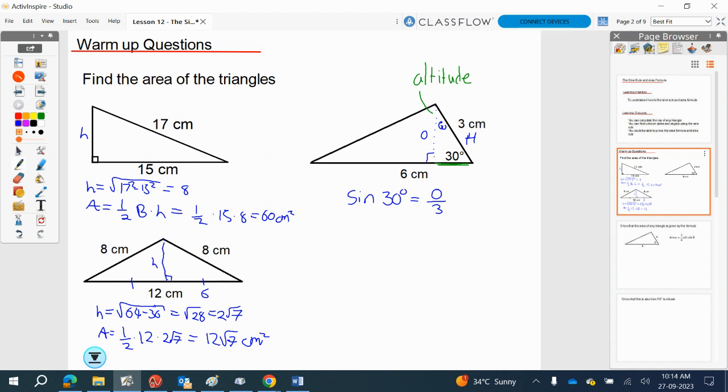What is the sine of 30? 1 over 2. So this gives us our opposite is going to be 3 over 2.